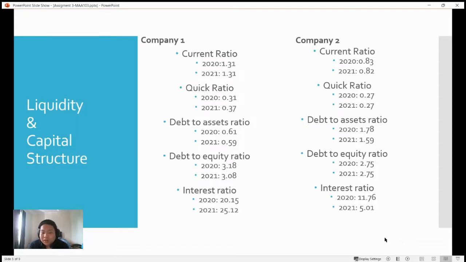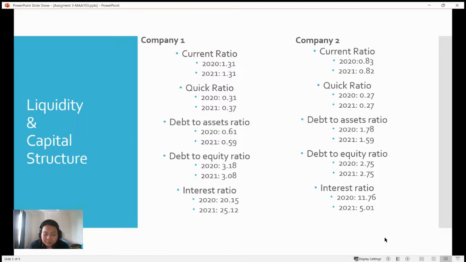What is debt to equity ratio? Next one, debt to equity ratio is how much debt there is divided by equity. So do they have more equity or more debt? As you can see here, company one has more equity than debt, but company two on the other hand has less than company one. So company two is doing better.